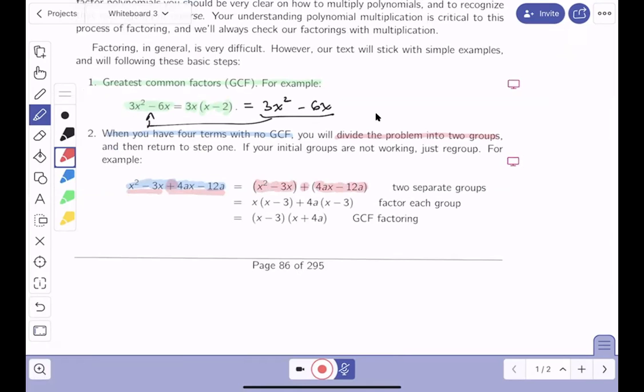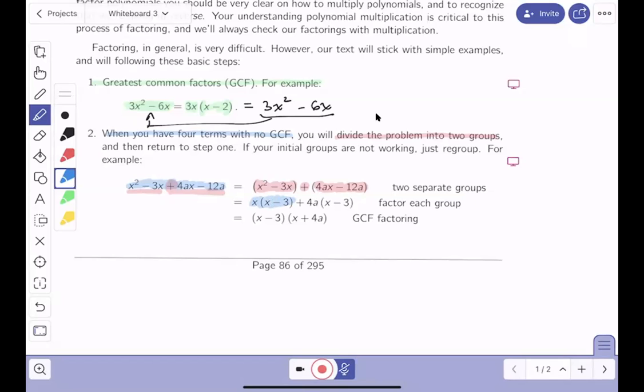Divide into 2 groups. Then what are you going to do? Look at those groups and see if they have anything in common. So let's just do the first group: x squared minus 3x. Do they have a GCF? They do. And what is it? X. So the first group factors to x times x minus 3. You can check that because x times x is x squared, and x times minus 3 is minus 3x.